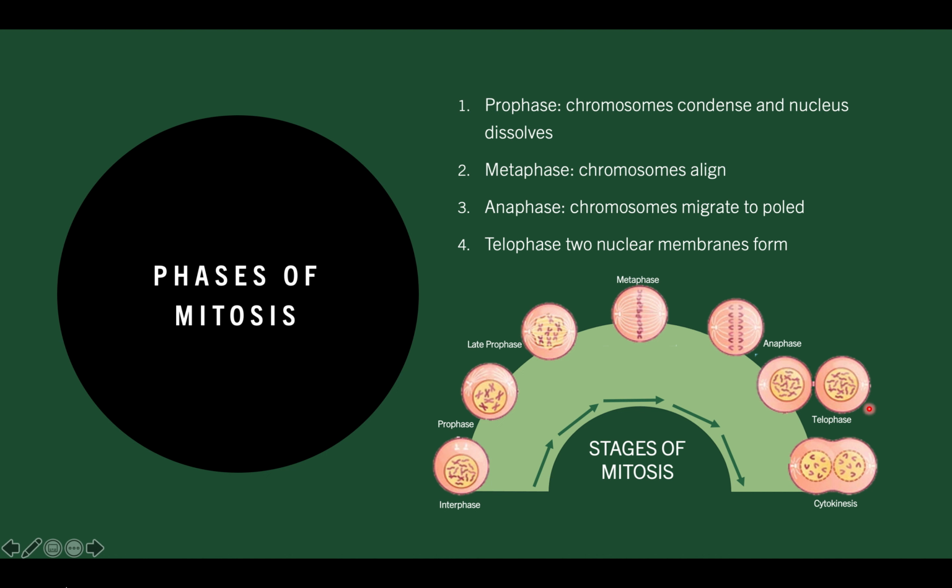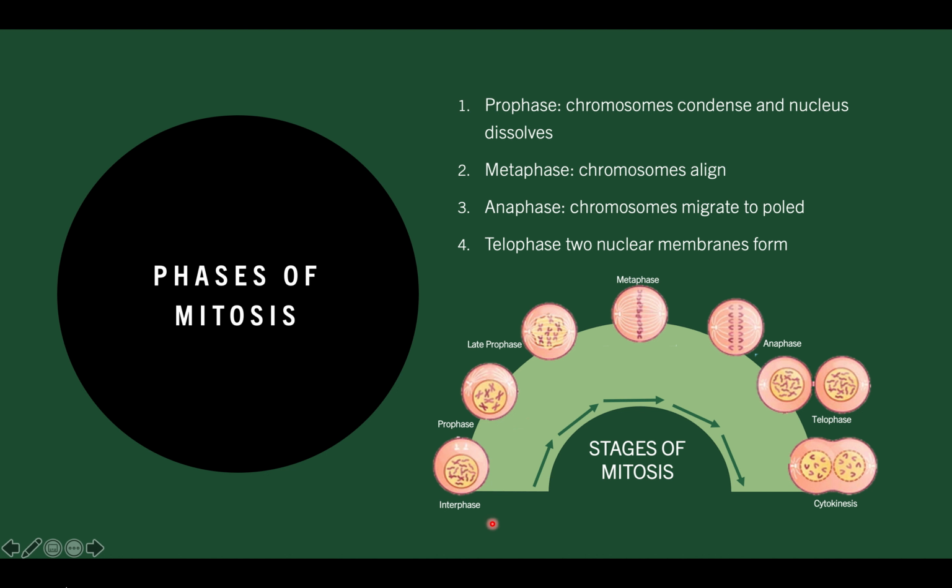Then we have telophase, where two nuclear membranes will form. And then we have the process of cytokinesis, where we actually split and have these two new cells. So in metaphase, once again, all of the chromosomes will line up in the middle of the cell and it's ready to divide. Prophase is the very beginning, the first phase of mitosis.